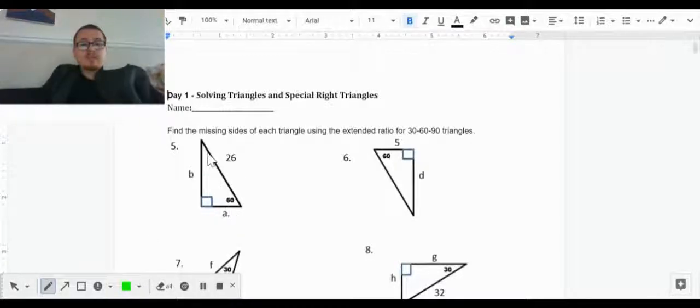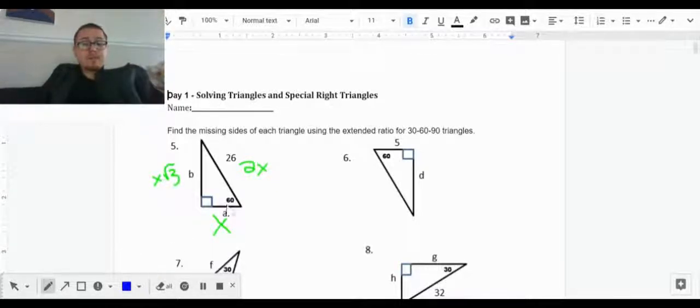So let's see if I can remember this. So 30-degree is x. 60-degree is x times the square root of 3. And your hypotenuse is 2x. So what you've got to do is solve for x. And once you know x, you can do the rest.